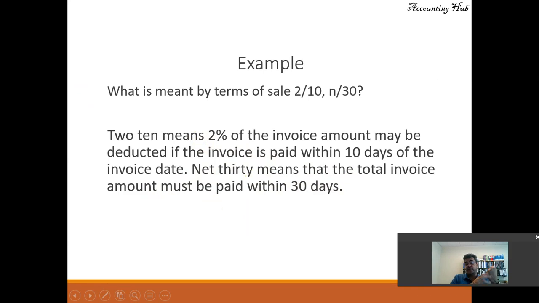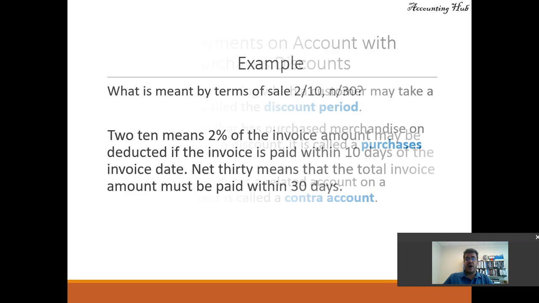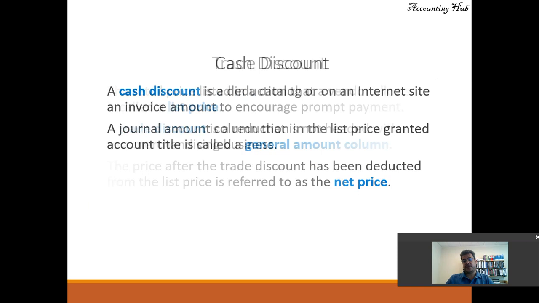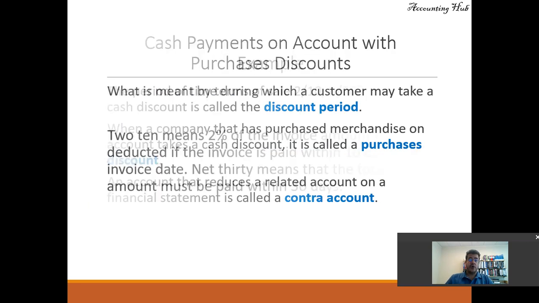So let's assume that we are on April 1st. Purchase 100. And net 30 means I need to pay this 100 until April 30th. However, if I pay until April 10th, I can pay only 98. So let's see how these cash payments journal, and the discounts, how they work.